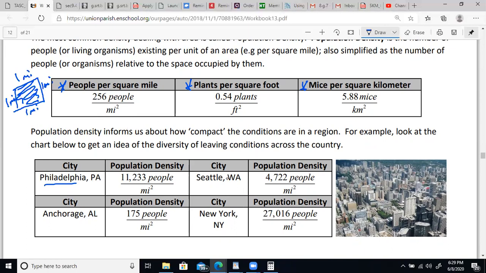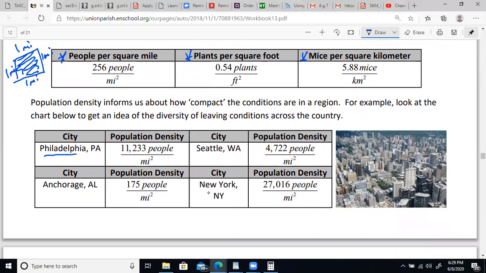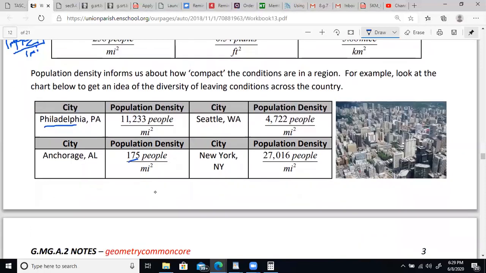I've actually not been to any of these cities. I've been across the country, but I don't think I've been to even any of these states. But yes, those are pretty dense. Philadelphia and New York City especially are pretty dense, but Anchorage, Alaska, it's a big city in general, but not a lot of people live there. That's only 175 people per square mile. So which city is the most dense? Well, clearly New York City.